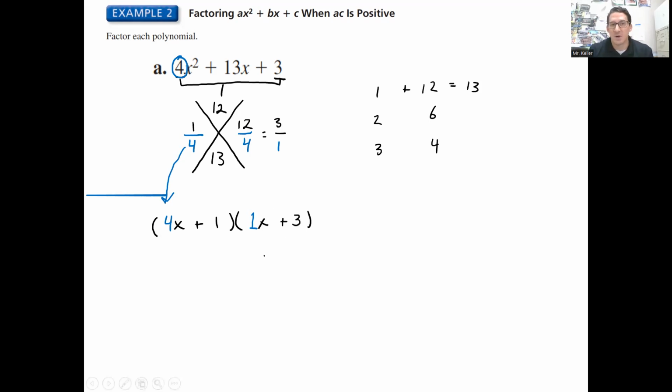You can check to make sure that you did it right by multiplying these things together. If you do 4x times 1x, that's 4x squared. 4x times 3 is 12x. 1 times 1x is 1x. So 12 plus 1 is 13x. 1 times 3 is 3. Another quick way to check it, if you don't want to do the middle term: 4x times 1x is 4x squared, 1 times 3 is 3. So you can just check to make sure the first and the last match up. Let's do another example.